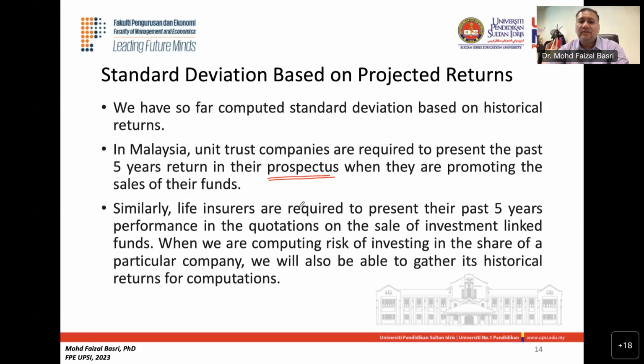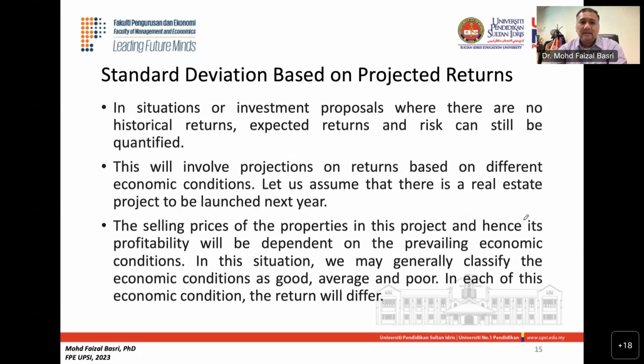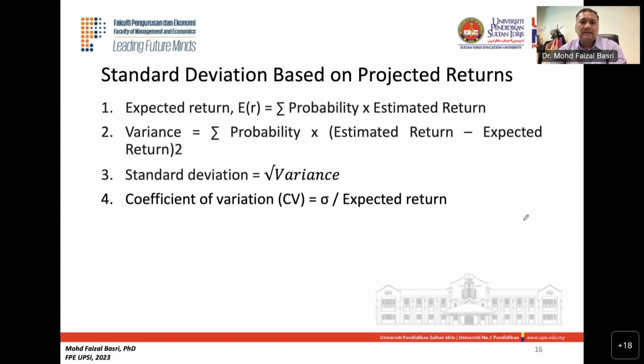And similarly, life insurance is also required to present their 5 years performance as part of their quotations, especially if they sell insurance or takaful, which are considered investment link, right? Investment link fund, because whenever there's investment involved, obviously investment companies or even life insurance companies must provide enough information for your potential clients before they make decisions.